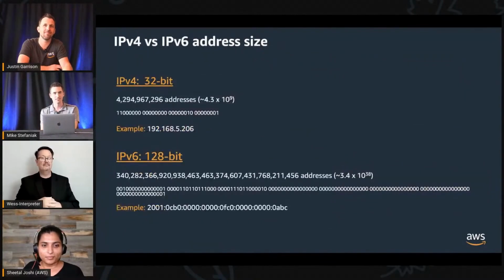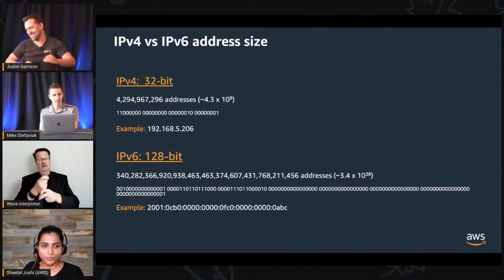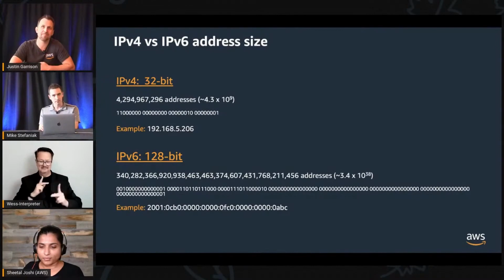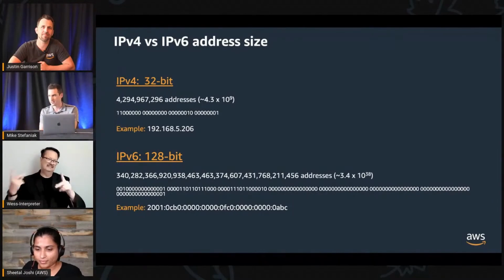So the size of IPv6 versus v4 is a number that's hard for humans to comprehend. I think if you gave every atom on planet Earth a v6 address, you could do that 100 times over for another 100 Earths.